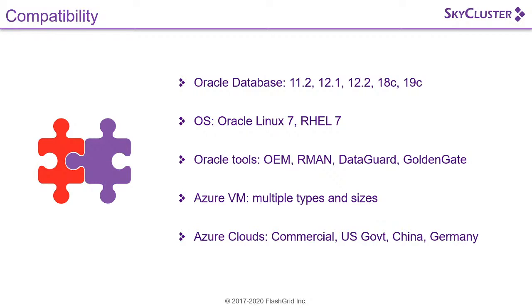You get a choice of Oracle Linux or Red Hat, depending on your corporate standards for the OS. We do support not just multiple sizes of the VMs, but also multiple types, so you can always switch between different types of the VMs if it makes sense for you. And we support not just the commercial Azure cloud, but also the US government cloud, as well as the China and Germany clouds.